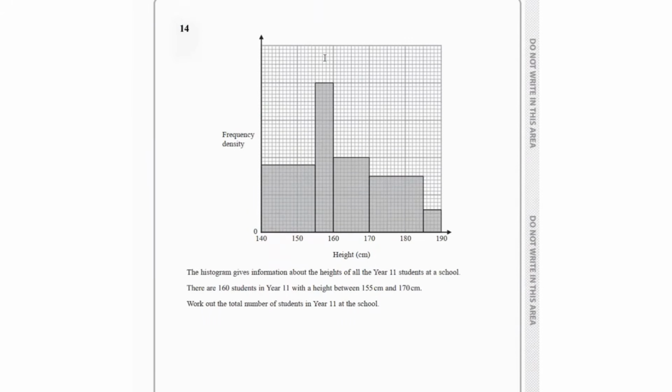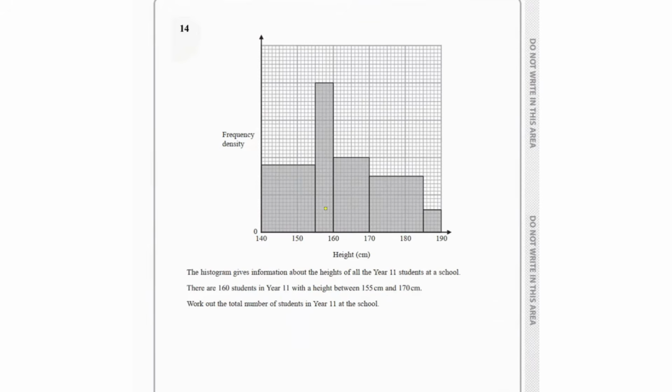Then we have a histogram. The histogram gives information about the heights of all the year 11 students at a school. There are 160 students in year 11 with a height between 155 centimeters and 170 centimeters. We have to work out total number of students in year 11 at the school. So if you notice, they haven't given us the scale for the frequency density, which we need to figure out. 160 students are between 155 and 170.